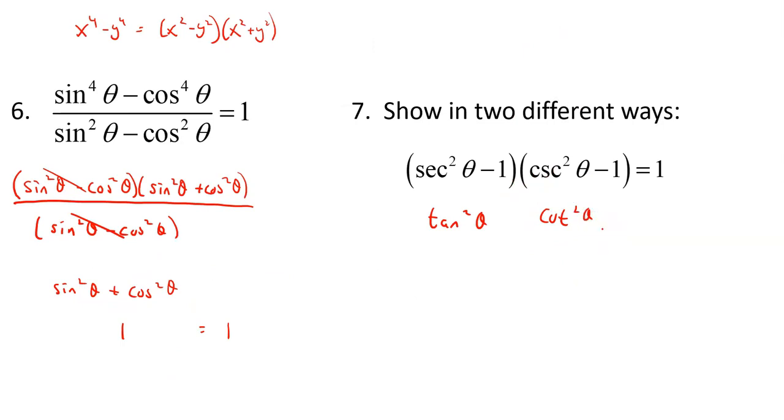And now you realize that tan squared and cotan squared, if you multiply them together, you just get 1. Right? This one is sine over cosine. This is cosine over sine. And you just get 1.